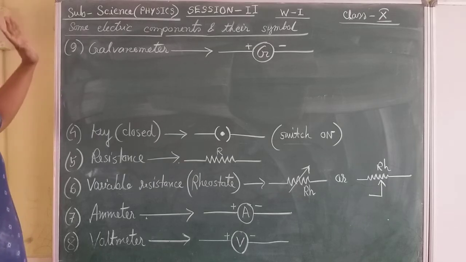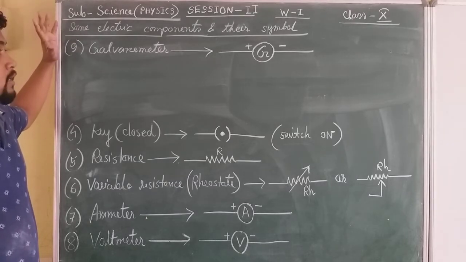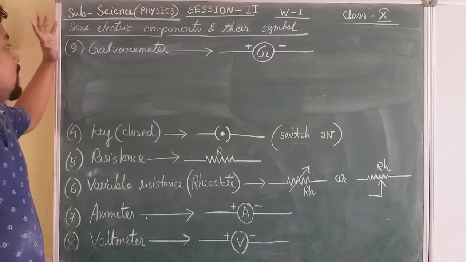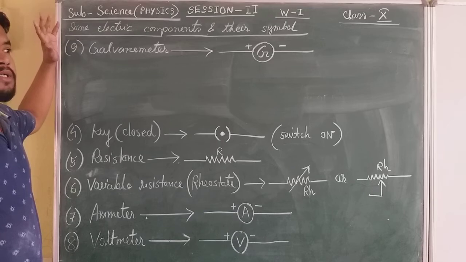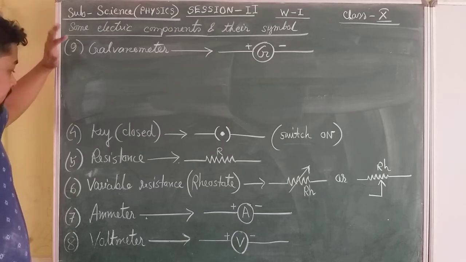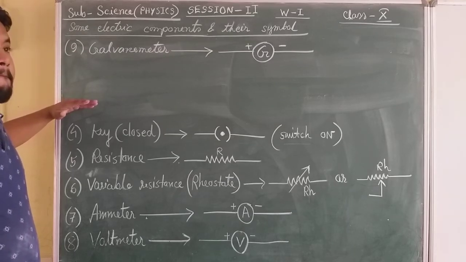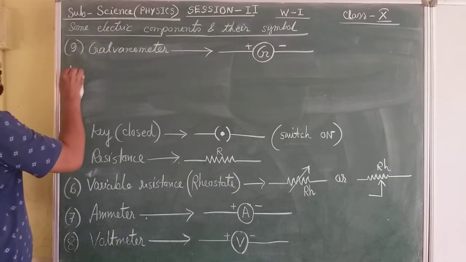So these are the electrical components used to make an electric circuit. Okay, galvanometer. Key, rheostat, variable resistance, ammeter, voltmeter, battery, connecting wire. Okay. Number 10.